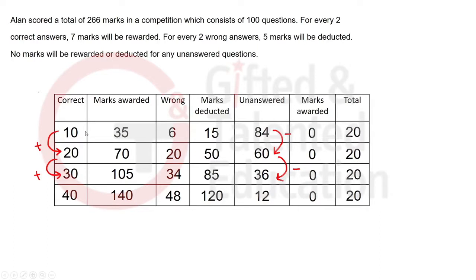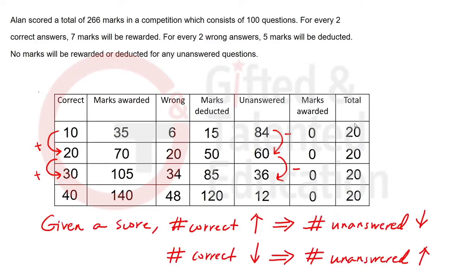For example, if we increase 10 to 30, there is an increase in the number of correct answers, but along with it comes a decrease in the number of unanswered questions and an increase in the number of questions answered wrongly while keeping the score constant. So from the table, we conclude that given a score, if the number of questions answered correctly increases, the number of unanswered questions would decrease, and if the number of questions answered correctly decreases, the number of unanswered questions would increase.